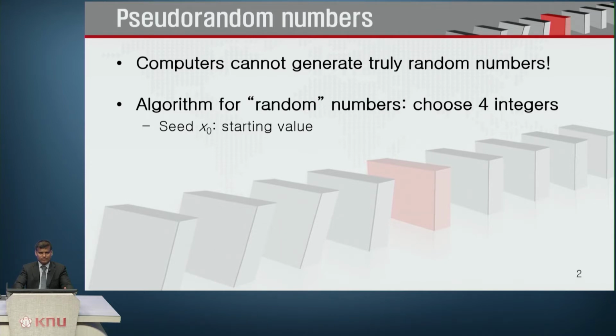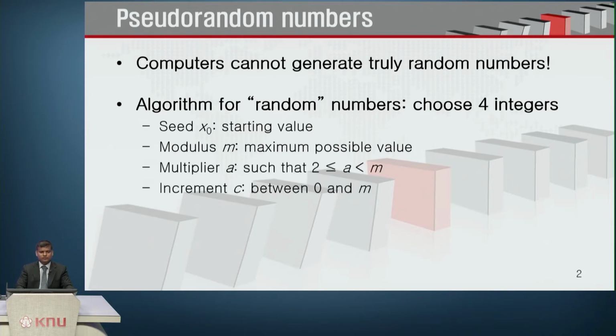Let's try to find a simple algorithm. Of course, you can have your own algorithm. There are a lot of algorithms developed to generate random numbers. So here is one of the algorithms that you are going to see. We are going to choose 4 integers. Let's have a seed value x0, that is the starting value. Then you have the modulus m, that is the maximum possible value. Then the multiplier a, which lies between 2 and m, and you are going to increment with c, that lies between 0 and m. So there are 4 integers: x0, m, a, and c.